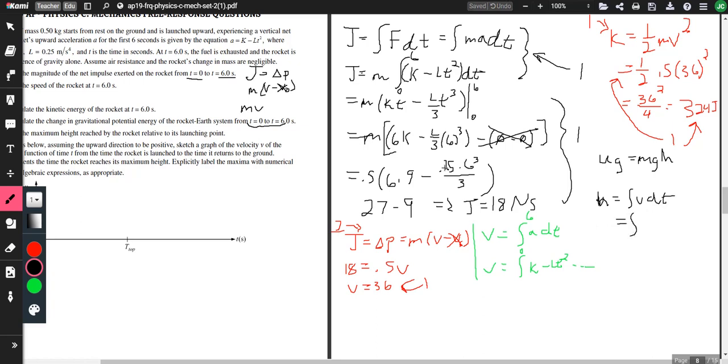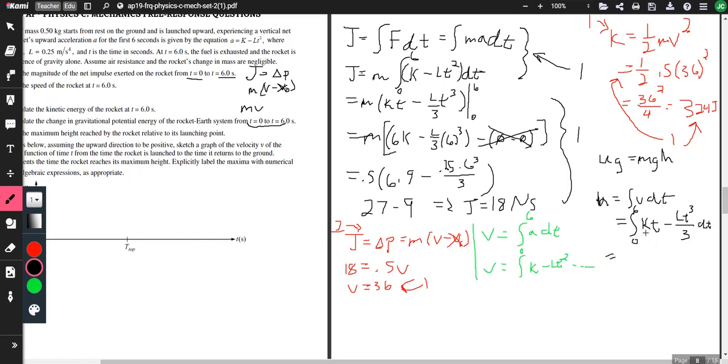My velocity equation is this part before I substitute in the 6 and 0. So that's going to be kt minus lt cubed over 3, with respect to time. And this is going from 0 to 6.